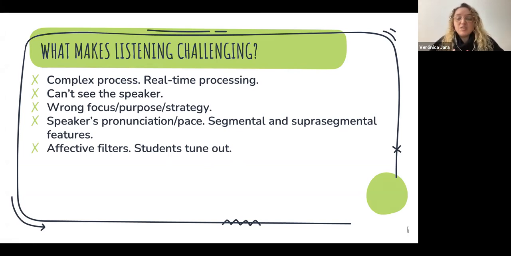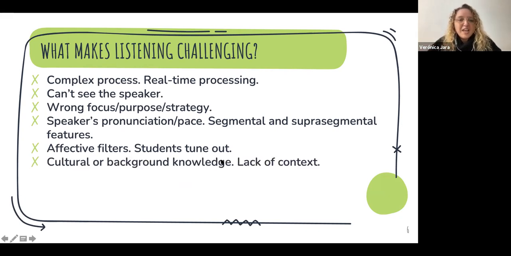Affective filters, those emotional barriers, right? That anxiety that students have makes students tune out. I remember having students that start listening and they get lost very quickly and they say, oh, I don't understand anything, right? Or sometimes they say, oh, they speak with a potato in their mouth. I don't understand anything, right? So those affective filters or emotional barriers make students tune out and stop paying attention.